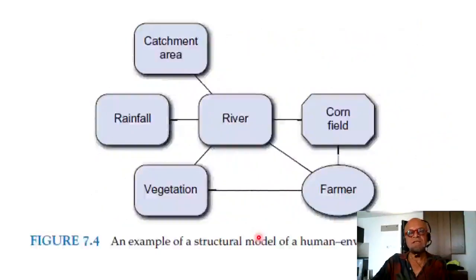Okay, so that's our system with its elements, and the people living by making income out of growing corn or cutting trees, and so vegetation, and selling it, right?